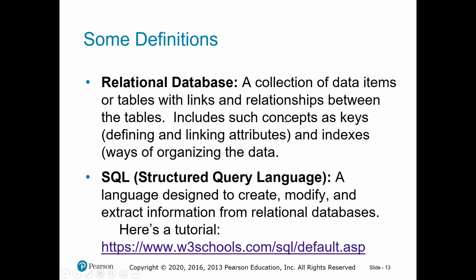Okay, so we'll finish off with a couple of definitions. What is a database? This is what the book actually calls a database. I'm going to be narrow and say this is a relational database. So I've defined it as a collection of data items or tables. You've got links and relationships between these tables, and usually they're linked with these things I talked about called keys. We also have indices or indexes, which are just ways of organizing the data in the database.